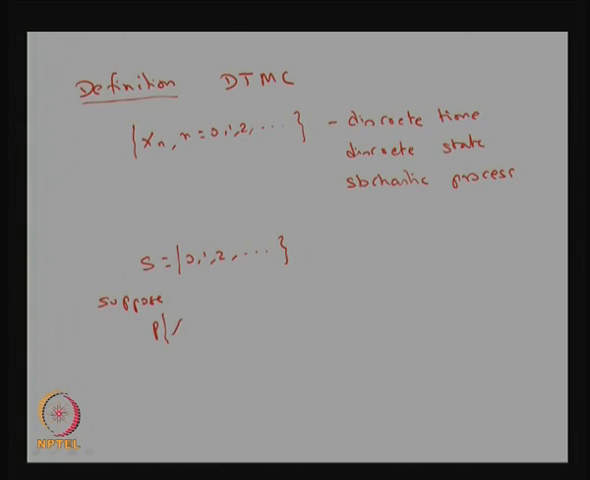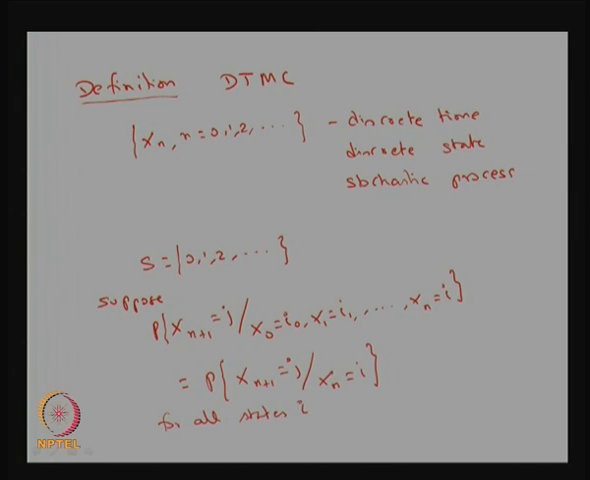Suppose the probability that X_{n+1} takes the value j, given that X_0 was i_0, X_1 was i_1, and so on, and X_n was i, is the same as the probability that X_{n+1} is j given that X_n was i, for all states i_0, i_1, i and j, and also for all n greater than or equal to 0.